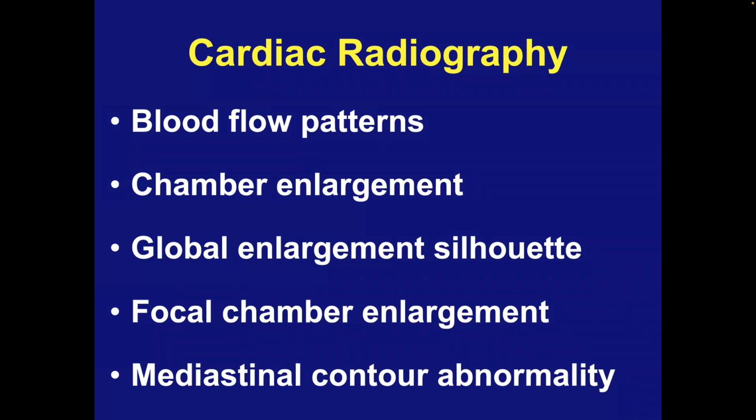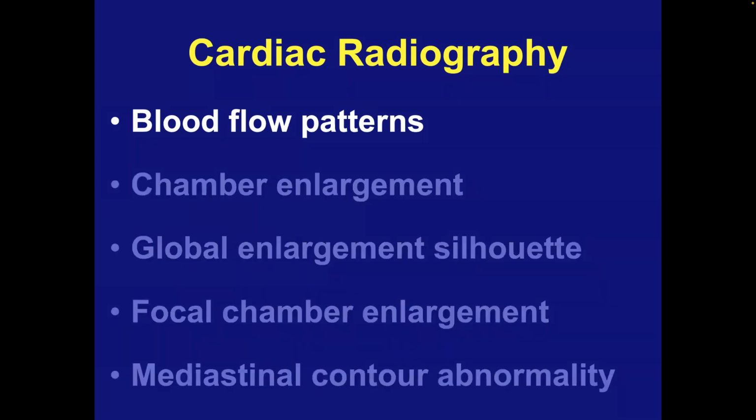Then when we meet in person next week, we'll go over some cases that highlight points from this video, as well as some cases that illustrate important lesions to be able to recognize when you're going through a stack of film. Lesions that may cause focal cardiac chamber enlargement or mediastinal contour abnormalities. So let's start with the different pulmonary blood flow patterns that can be seen on a radiograph.